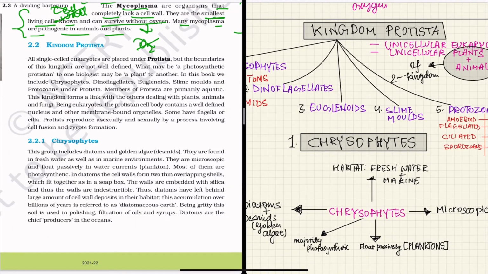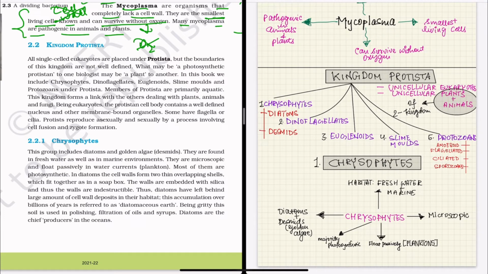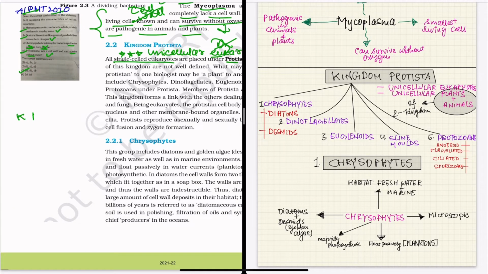All single cell eukaryotes are put under Protista. Unicellular eukaryotes, not multicellular eukaryotes and not prokaryotes. Only unicellular eukaryotes are placed into it. So what would they ask? They would ask that kingdom Protista contains unicellular eukaryotes, and then unicellular plus multicellular eukaryotes, and then unicellular prokaryotes.